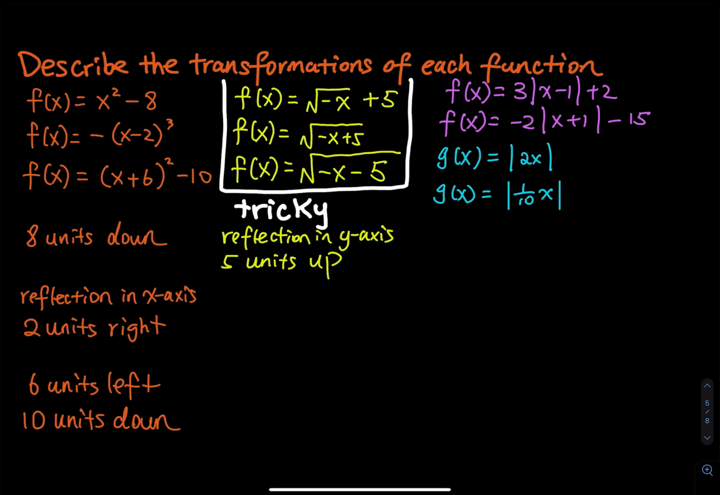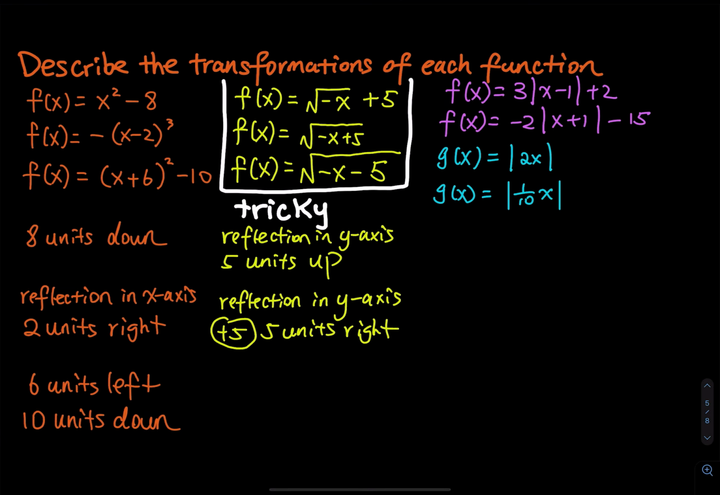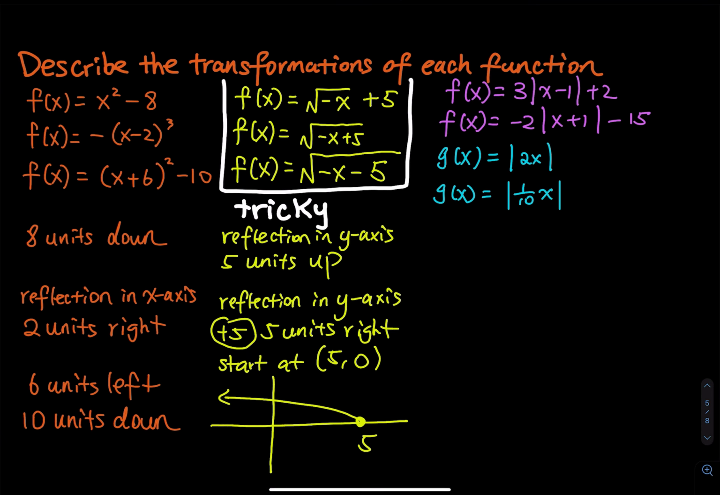So first of all, you have reflection in the y-axis, and then the plus 5 right over there is 5 units to the right. So you start at, when x is equal to 5, y is equal to 0. The graph looks like this. You start at 5. So 5, and then you have a graph that looks like this.